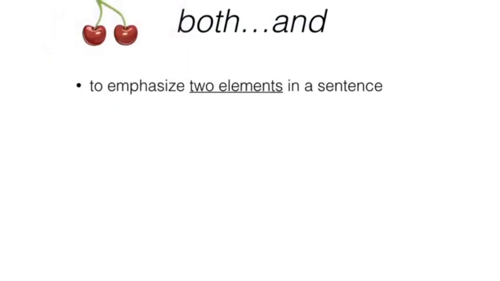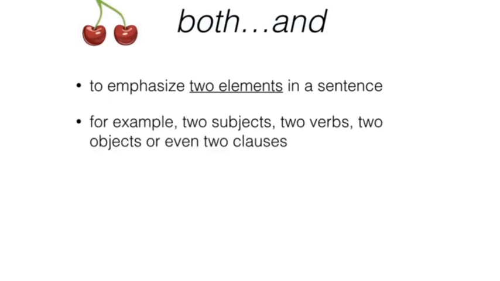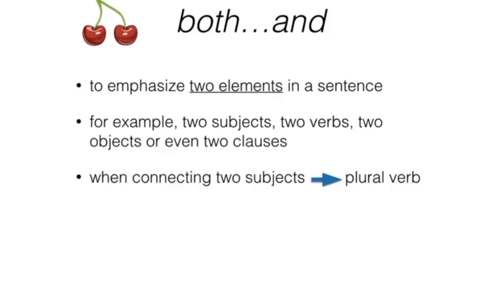We use both and to emphasize two elements in a sentence. For example, two subjects, two verbs, two objects, or even two clauses. When connecting two subjects, the verb must be plural.